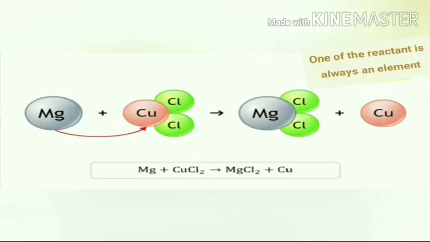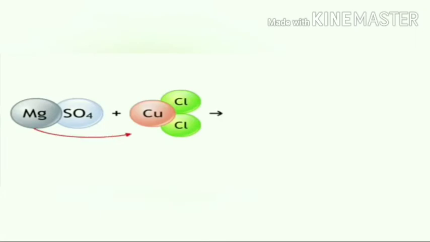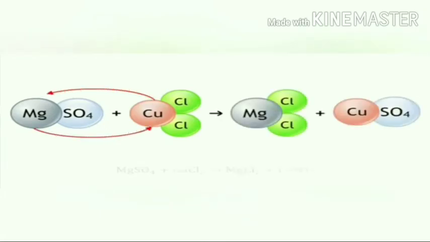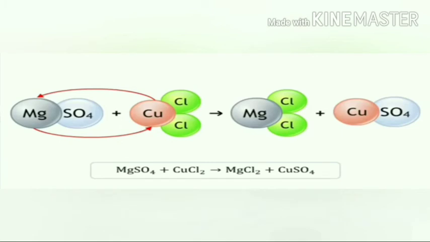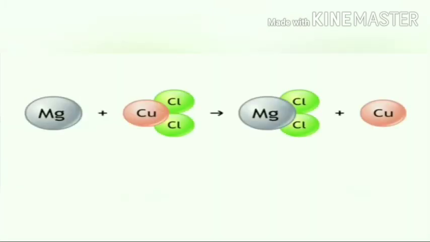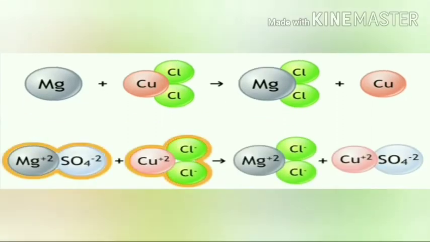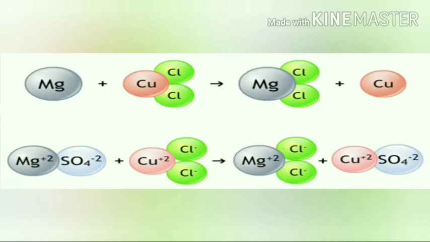Note that in a displacement reaction, one of the reactants is always an element. For example, if we consider a reaction in which magnesium sulfate reacts with copper chloride to form magnesium chloride and copper sulfate, even though both reactions have a similarity because a displacement occurs in both, the second one is not a displacement reaction because both the reactants are compounds that exchange ions.